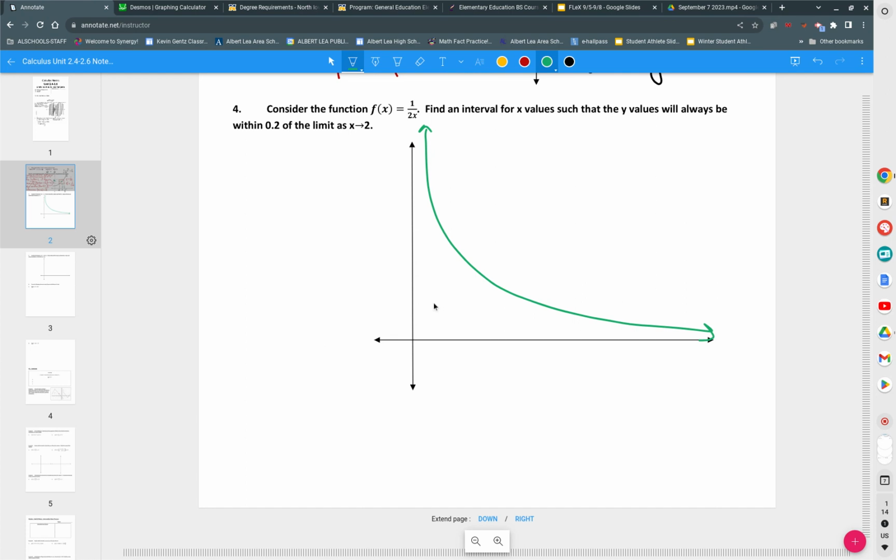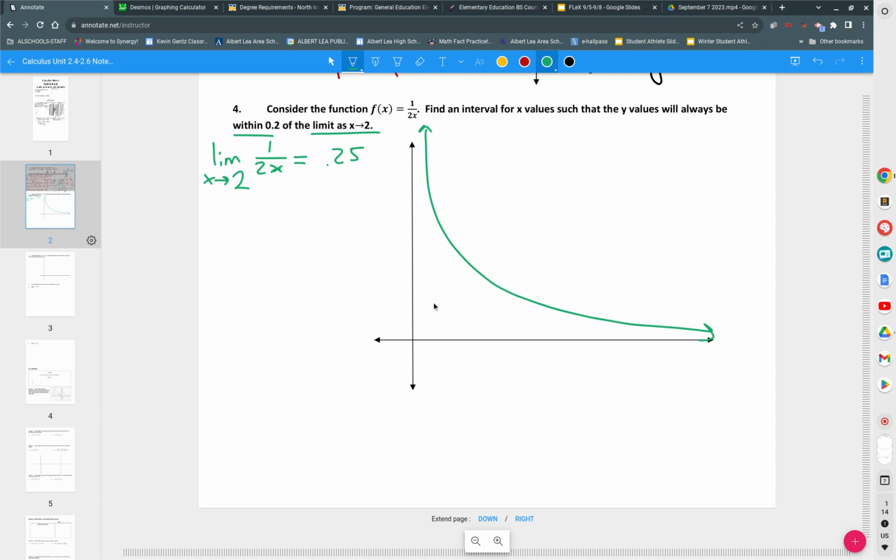It says find an interval for x values such that the y values will always be within 0.2 of the limit as x approaches 2. Let's start to figure out what it's even asking. No big deal. Limit as x approaches, what is x approaching? 2. x approaches 2. Everybody see it? Of the function, what's the function? 1 over 2x. And we can actually compute the limit. It's very easy. We just plug in 2. And when you plug in 2, what do you get? 1 over 4. I'm going to write 0.25.